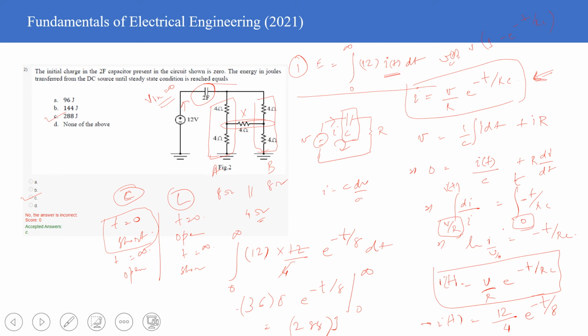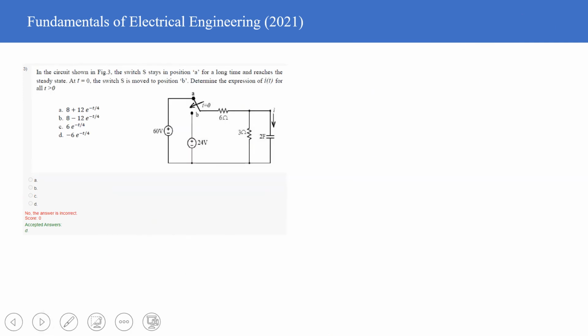Okay. If there is no question in this particular part, then let me move forward. So question number 3 states: in the circuit shown in figure 3, the switch S stays in position A for a long time and reaches a steady state. At time t equals 0, the switch is moved to position B. Derive the expression of current for all time t greater than 0.